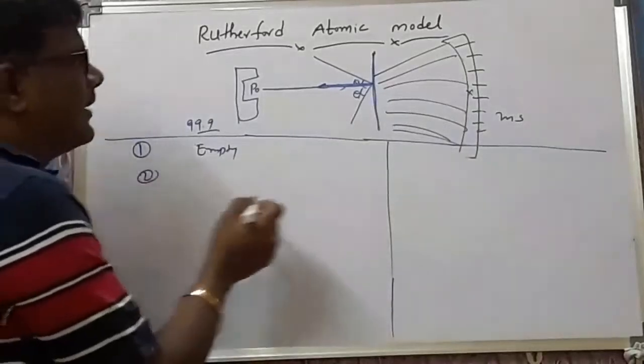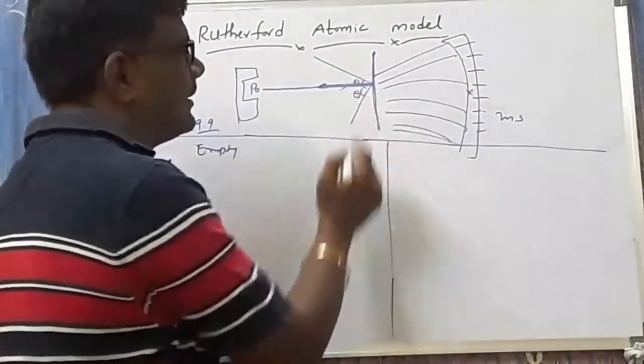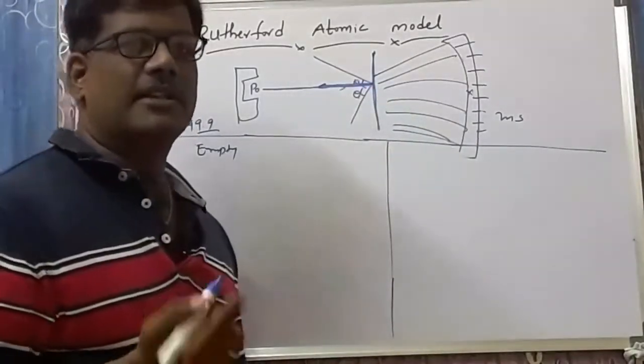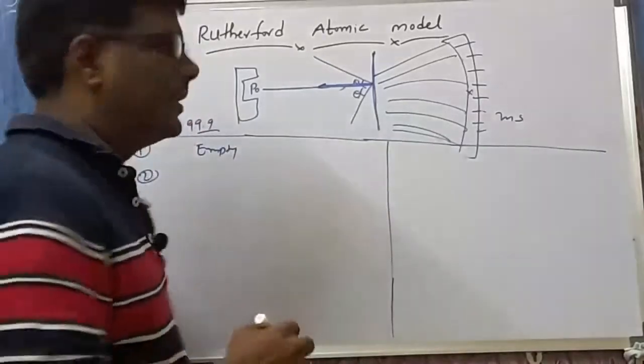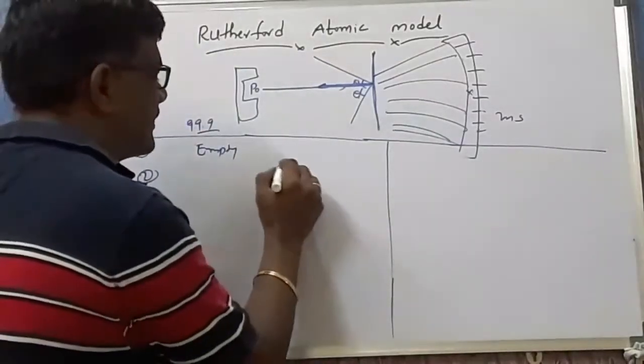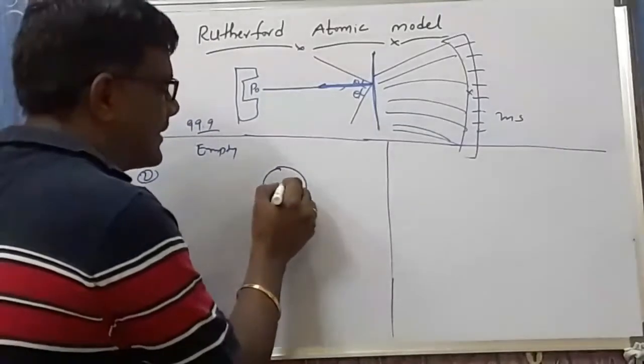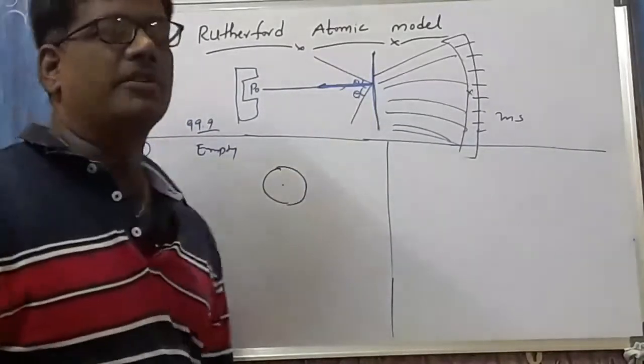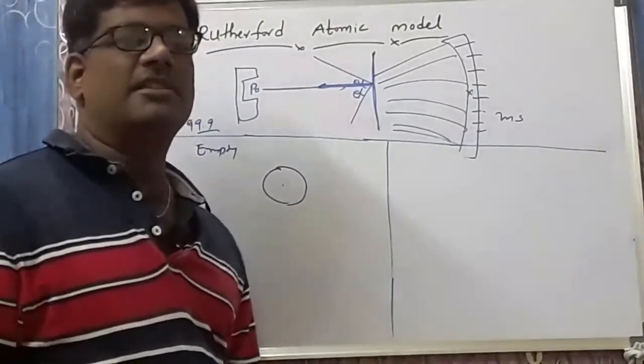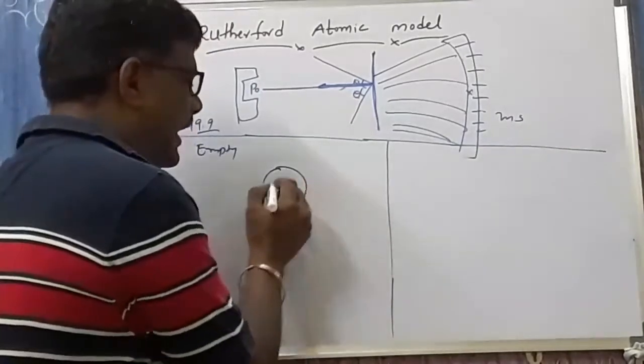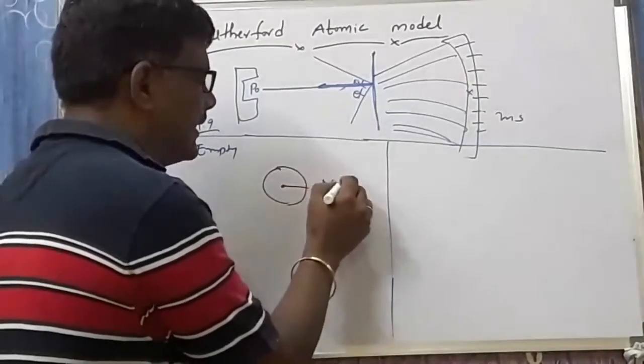Number 2, why are a few particles deflected with the angle theta? Why are very few particles deflected with 180? For this, he says that the atom has a spherical shape and exactly at the center of the atom we have the positive charge. The positive charge is located exactly at the center of the atom, which is called the nucleus.